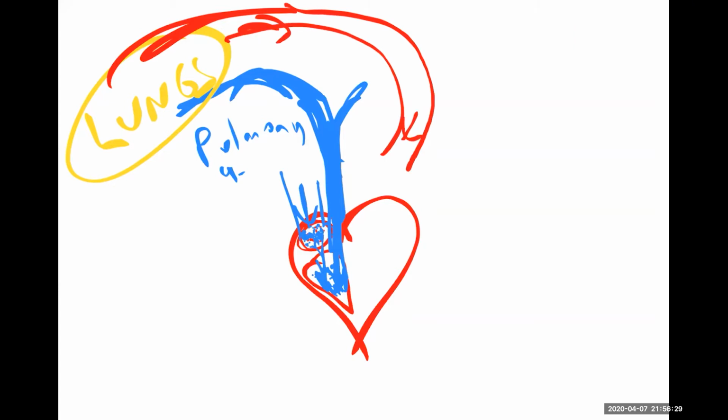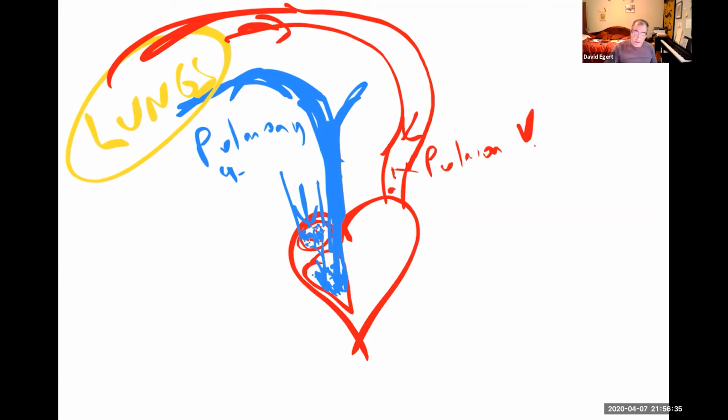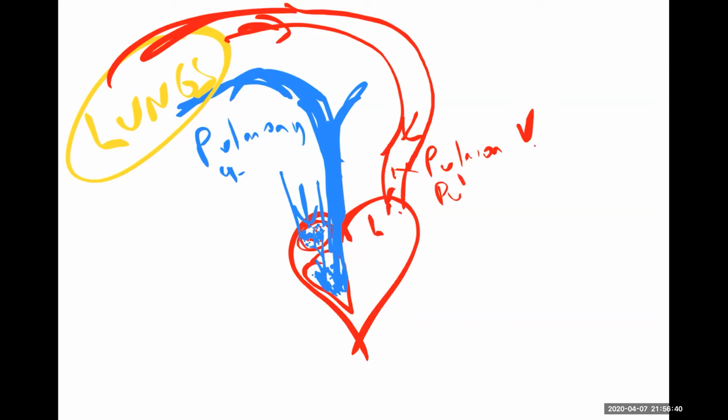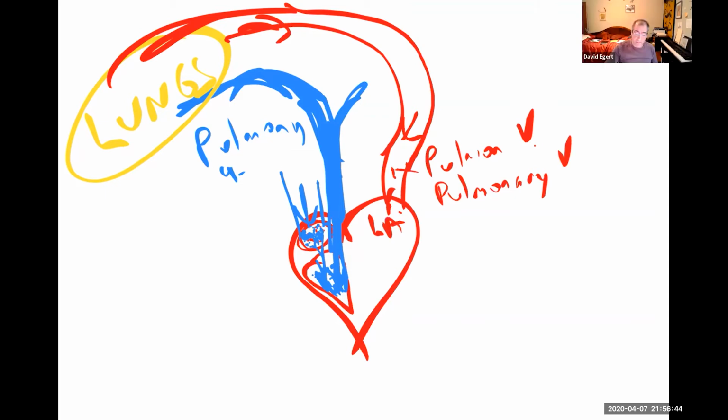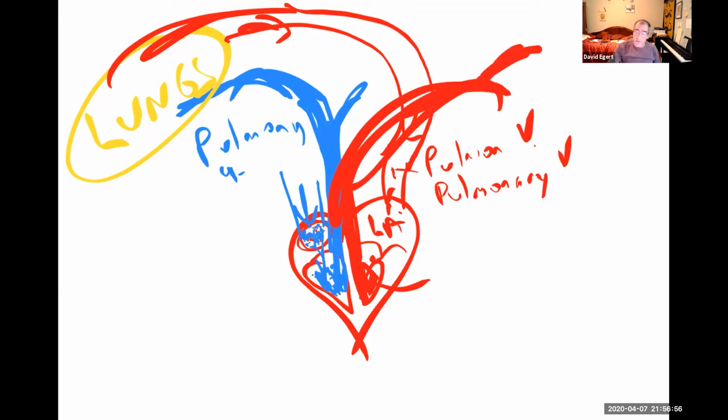Going through the pulmonary vein into the left ventricle. Pulmonary vein into the left what? Atrium. Yeah, pulmonary vein into the left atrium, and then through the bicuspid valve into the left ventricle. And then we could follow him. Then from the left ventricle out the aortic semilunar valve and the aorta, and then off the subclavian down the brachial artery and all that.